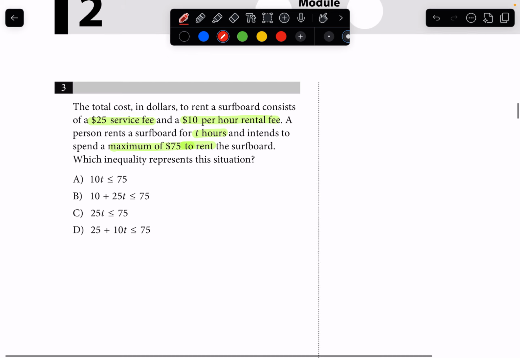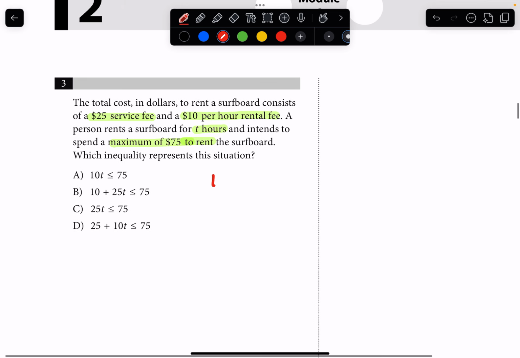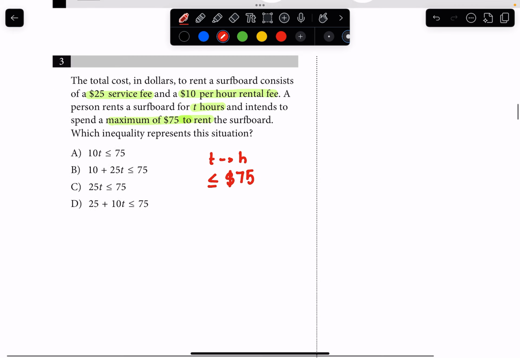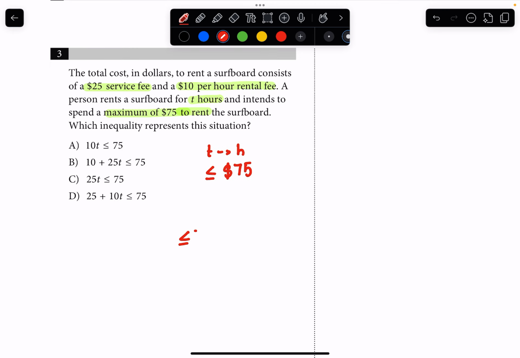So over here, we have t. t is the number of hours that are given to us, and the total cost must be under or equal to $75. One thing: under or equal to 75 always comes on the right hand side in the inequality, and then we have a $25 service fee. So $25 is actually a flat fee that we have to pay no matter how many hours we're using it for. So 25 would sit as a number right there without any variable.